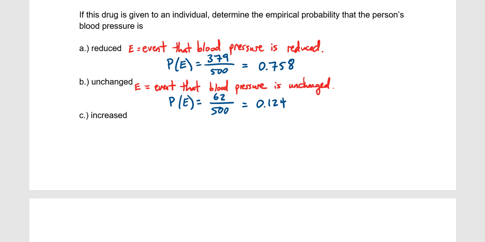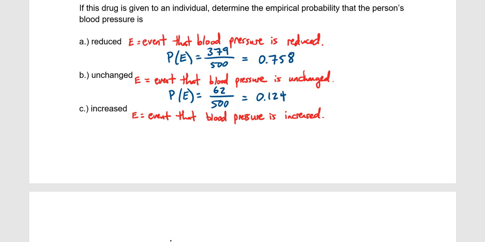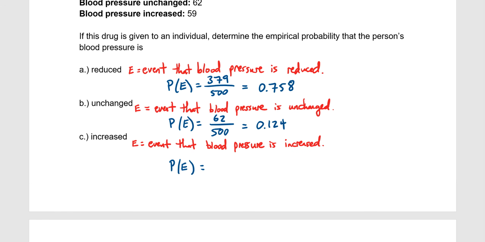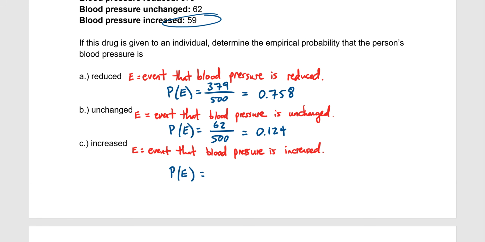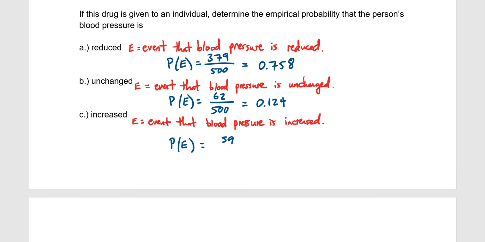Okay, last one, we want the probability for increased. So this time, E is going to be the event that the blood pressure is increased. So probability of this happening is the number of times that it happened in our data, which is 59, divided by the total number of individuals, which once again is 500. So when we divide this out, we're going to end up getting 0.118.